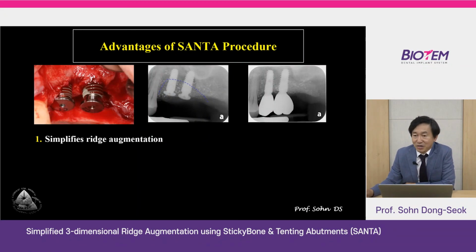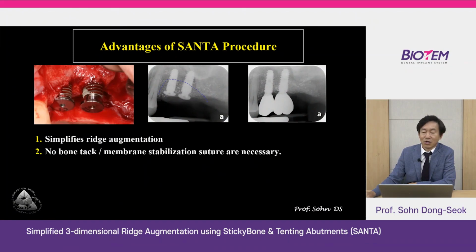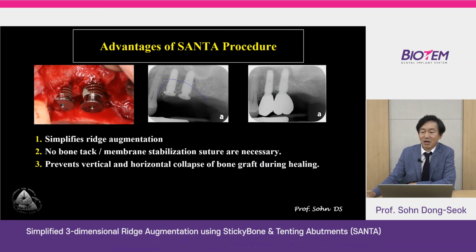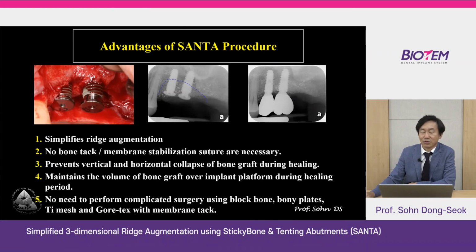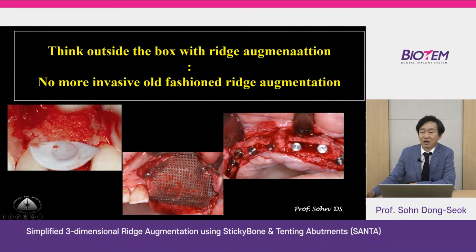So as I mentioned before, there are many advantages of the Santa procedure. This technique simplifies your ridge augmentation. You don't need to place bone tacks or membrane stabilization screws. This technique prevents vertical and horizontal collapse of the bone graft during the healing period. And this technique maintains the volume of the bone graft above the implant platform during the healing period. So you don't need to perform complicated surgery using block bone, bony plates, titanium mesh, or Gore-Tex with membrane tacks. It's time to think outside the box with ridge augmentation.